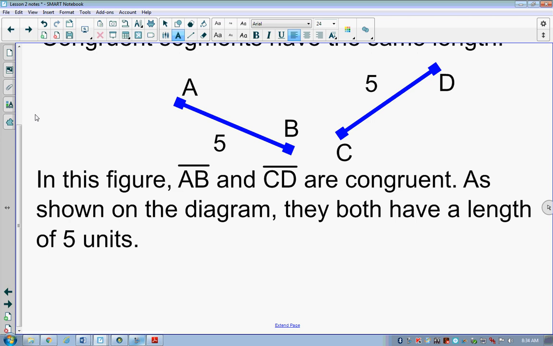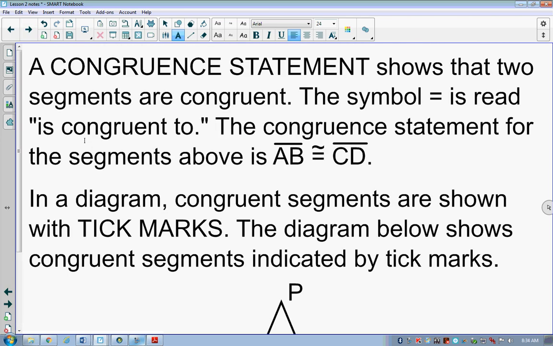In this figure, AB and CD are congruent. As shown in the diagram, they both have a length of 5 units. Okay? A congruency statement shows that two segments, and in all reality, a congruency statement is just showing that two things have the same size and same shape.